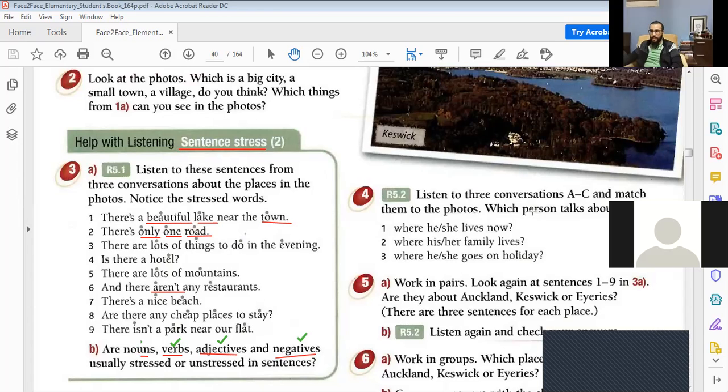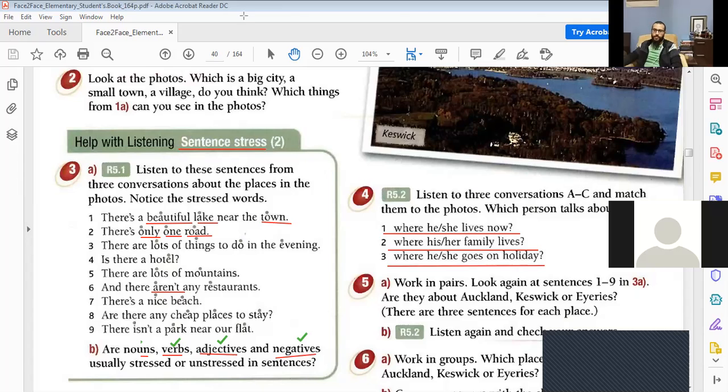In each conversation, I want you to tell me which person talks about where he or she lives. Is it A, B, or C? And which person talks about his or her family, where his or her family lives? And which person talks about where she or he goes on holiday?